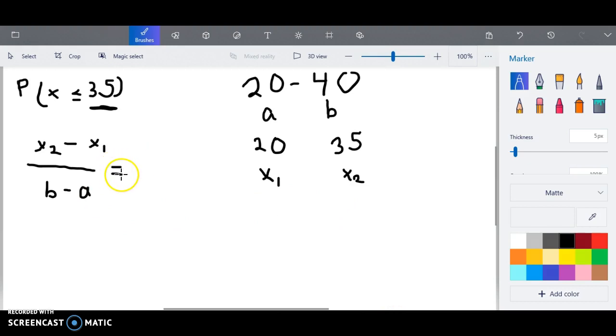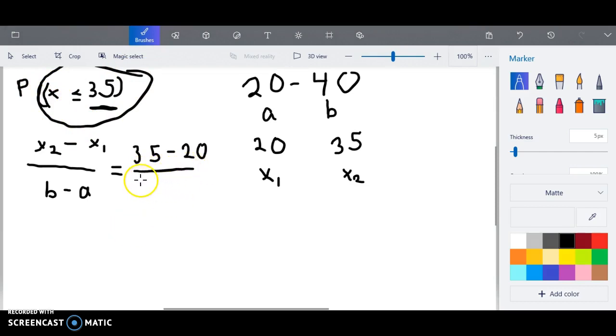So now we can plug those in the formula. x2 we said is 35, and x1 is 20. Now if your probability had asked x is greater than or equal to 35, then your smallest value would actually be 35 and your largest value would be 40. So this is going to determine what happens with x2 and x1. So B we know is 40 and A is 20.